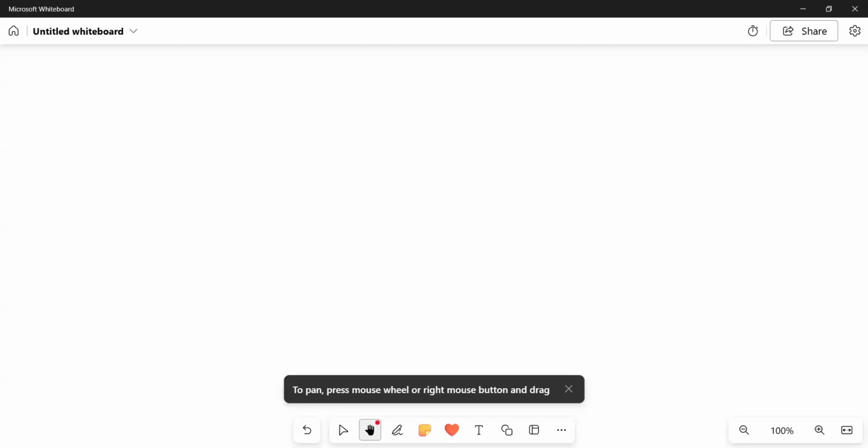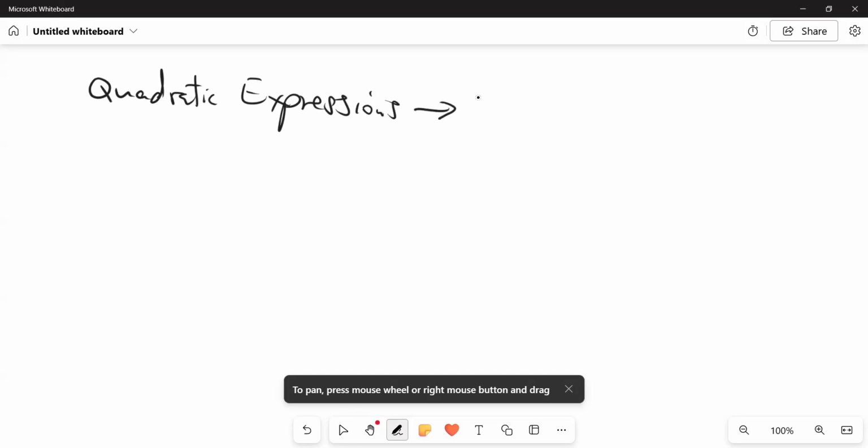Good. So this week, what we're going to concentrate on is some deeper application of factorization. In particular, we're going to talk about what we call quadratic expressions. And we will move on to quadratic equations, and how to solve them using factorization.